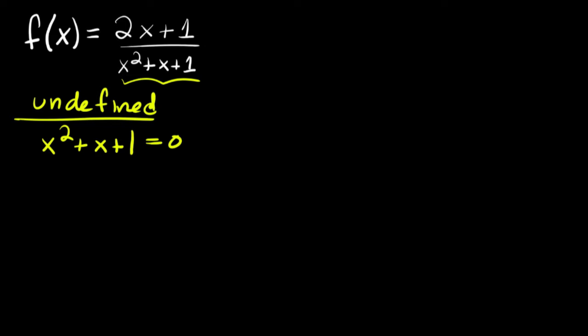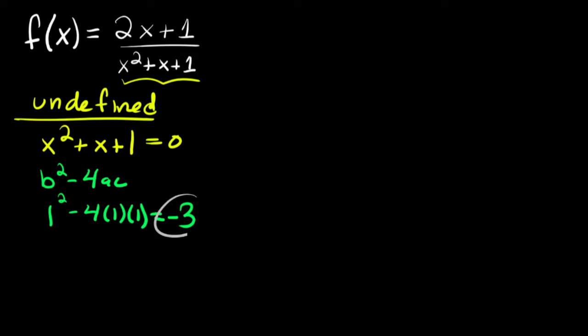But you'll notice that if you do the discriminant, the inside part of the square root in the quadratic formula, because this guy isn't factorable, you get 1 squared minus 4 times 1 times 1, which is equal to negative 3. This tells you that you have two imaginary solutions. So for the purpose of what we're interested in, this guy is never equal to 0. What that means is that there aren't any places where this function is undefined.